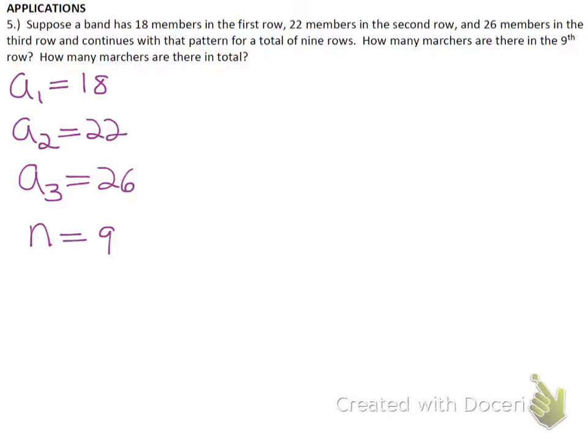How do I know that this sequence is arithmetic? Well, going from term to term, from 18 to 22, 22 to 26, there's a constant difference there, or common difference. So I know that this is arithmetic. So the first thing I want to do is write out the generic arithmetic term here. So I know my first term is 18 and that common difference is 4.